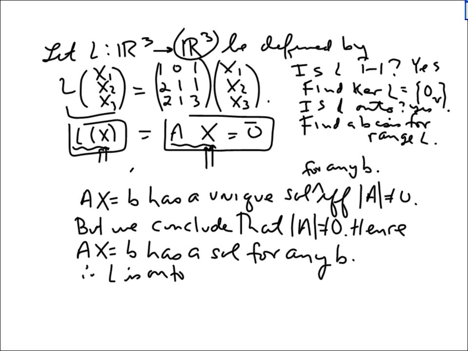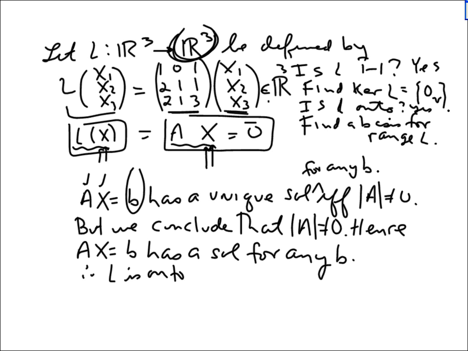Because I can put any value B. Remember, B is in R3. When you multiply A by X, you get something in R3. The question is, can you get everything in R3? Yes, if the determinant of A is non-zero.